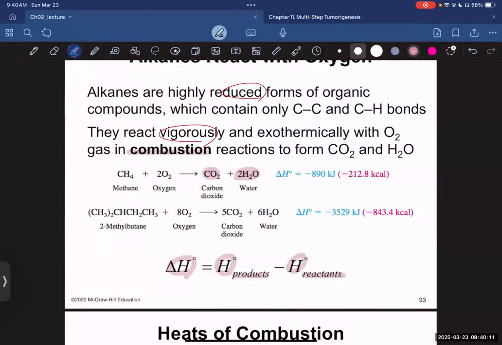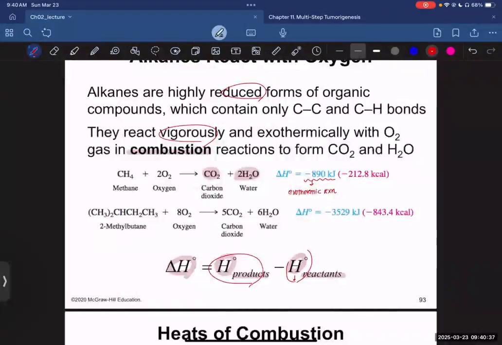And so if the delta H is a negative value, we know that this is going to be an exothermic reaction. And if it's an exothermic reaction, then we know that the heat content of the reactants is going to be greater than that of the products.